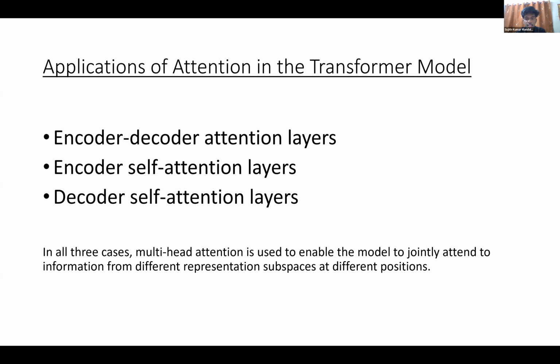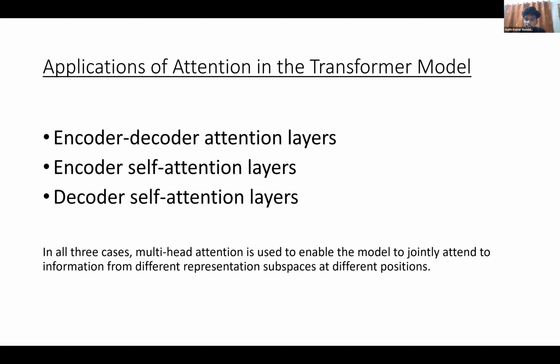Coming to the second type, encoder self-attention layers, in these layers all the keys, values, and queries come from the same place, which is the output of the previous layer within the encoder itself, where each position in the encoder can attend to all positions in the previous layer of the encoder. And when coming to the decoder self-attention layers, it is similar to the previous one, where each position in the decoder can attend to all positions in the decoder, up to and including that position as well. So yeah, it is similar to the encoder self-attention layer.